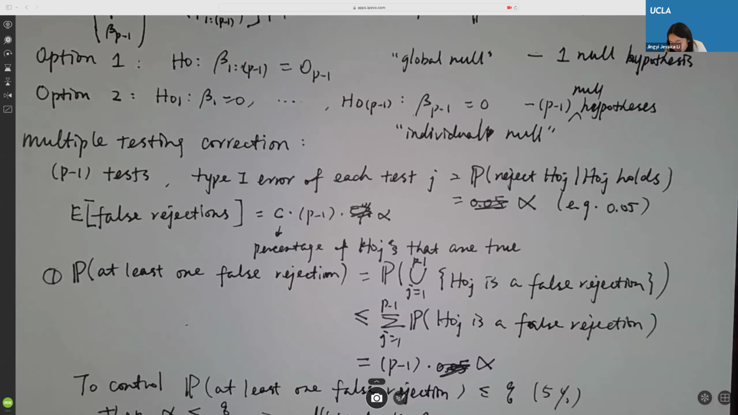But nothing is free, right? Going with option 1, it means that you lose the information about individual predictors. So even though you reject the global null, you won't know which are the predictors that really have an effect. You don't know that. You lose that information. You just say, oh, I reject my null.